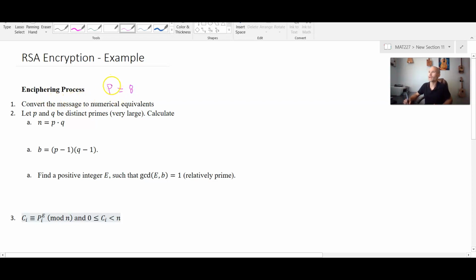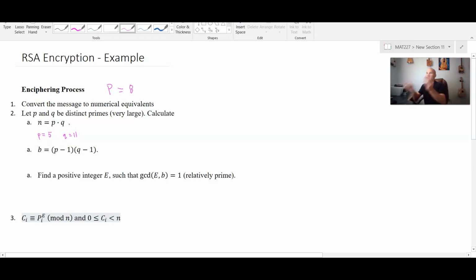Now, one thing I want to also point out is that here we're using capital P to denote the plaintext, and lowercase p denotes one of our primes. So step two, we've accomplished step 1. We started off with a numerical value. Let's go ahead and pick for our little p, our first prime, let's pick 5, and let's pick q equals 11.